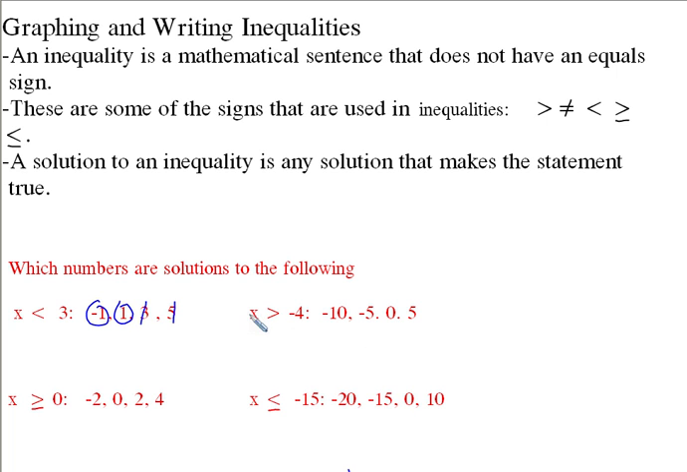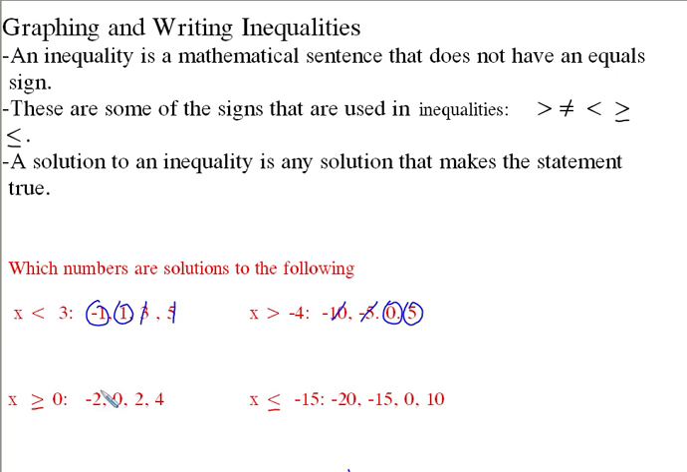Isn't that easy? x is greater than -4. Is -10 greater than -4? Nope. Is -5 greater than -4? Nope. Is 0 greater than -4? Think about it on a number line. It is, because it's further to the right on a number line. Is 5 greater than -4? Yes, it is.